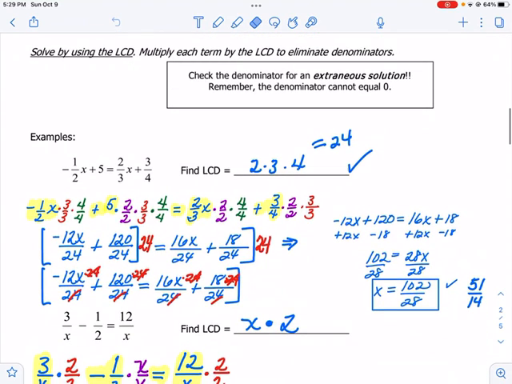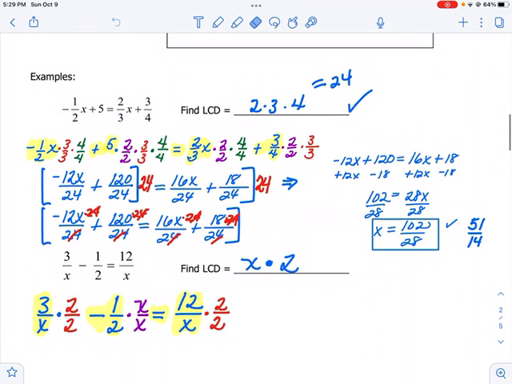Okay, so we're picking up on the second video in this solving rational equations lesson, just so it'll give you something to hang your hat on when you go home and you're trying your homework.